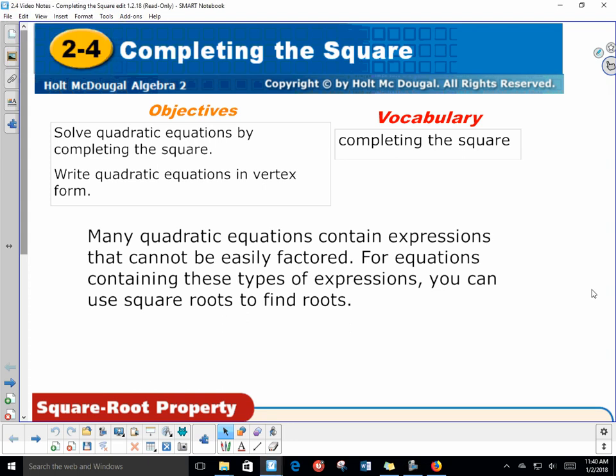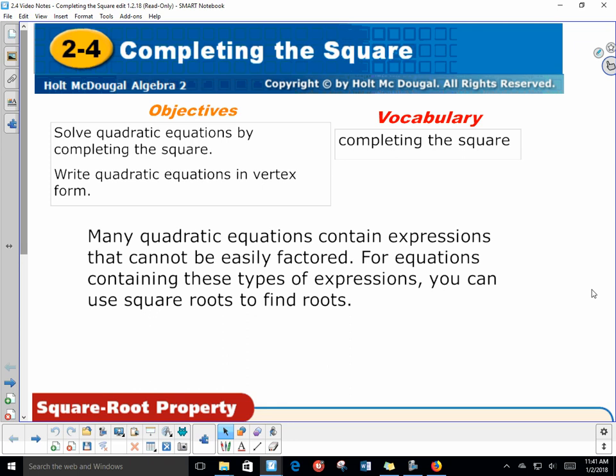We're looking at section 2.4, which is completing the square. Your objectives are to solve quadratic equations by completing the square and to write quadratic equations in vertex form. Your vocabulary for this lesson is completing the square.